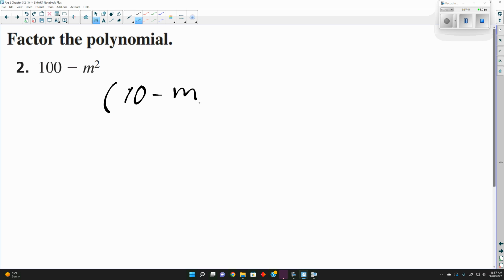Ten minus m times 10 plus m. Because which one came first? The 10, so it needs to go first. That's why we've been putting x first, or the number with the variable first, because it came first. Now, if you did flip it, don't write this down.